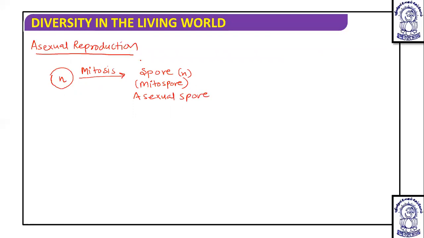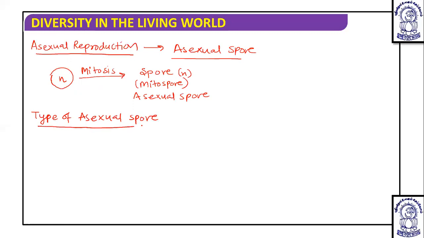So in asexual reproduction, asexual spores are produced in fungi. There are different types of asexual spores, so we are going to study the types of asexual spores. When we talk about the types, we come to know that there is a zoospore, a chlamydospore, an oidium. All these different types of spores are found. So first we are going to talk about the zoospore.